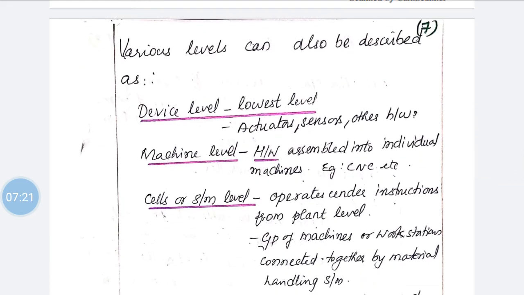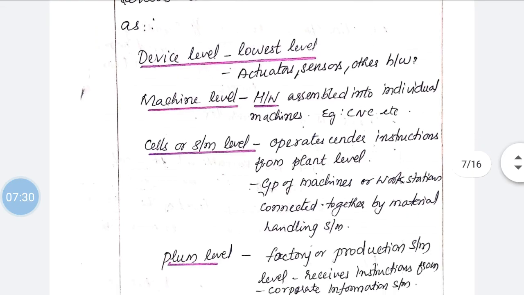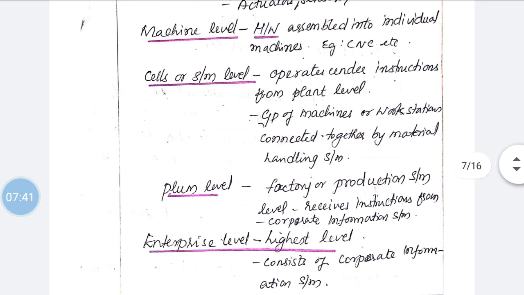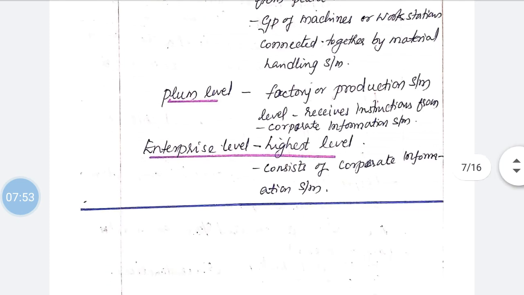Various levels can also be described this way. The lowest level consists of actuators, sensors, other hardware, etc. And the machine level consists of hardware assembled into individual machines like CNC, lathe, and boilers, etc. Then cells or system levels. It operates under instructions from the plant level. It is a group of machines or workstations connected together by a material handling system.